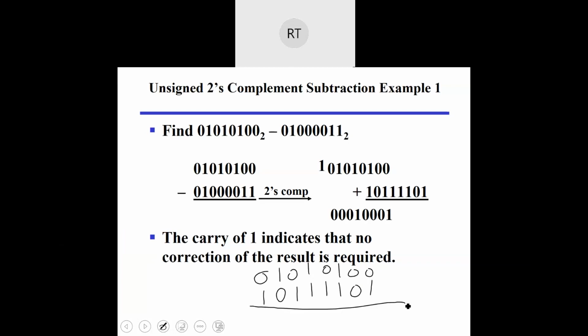And now I will add them. So I'm doing a simple addition. Remember, always it is an addition. But what varies is that this is a negative number and this is a positive number, okay? So now I do 1, 0, 0 carry 1, 0 carry 1, 1 carry 1, 0 carry 1, 0 carry 1, 0 carry 1, okay? The carry of 1 indicates that no correction of the result is required, and we discard the last one. Okay? Clear?